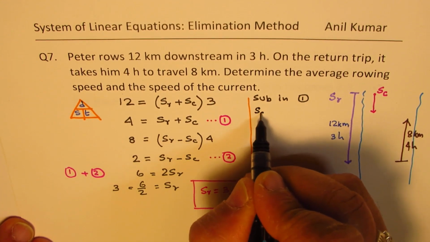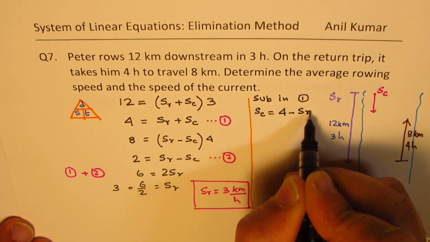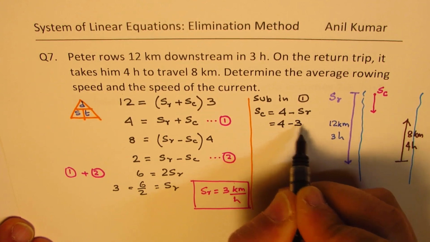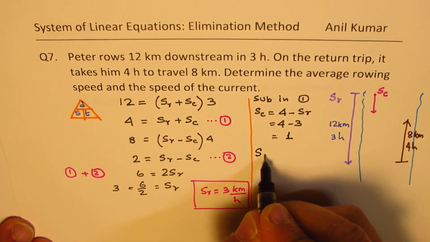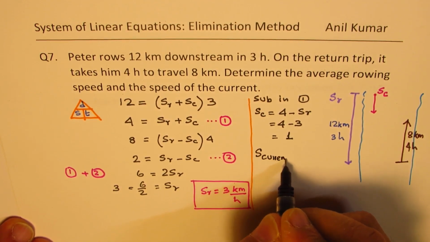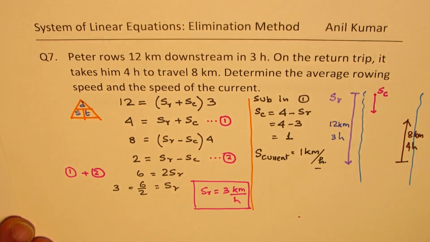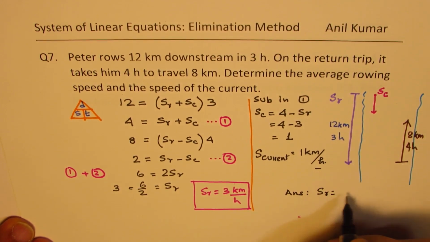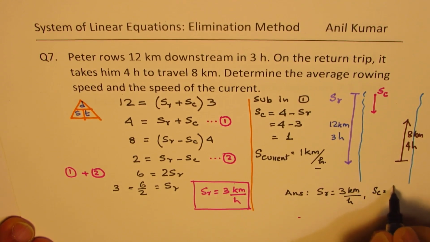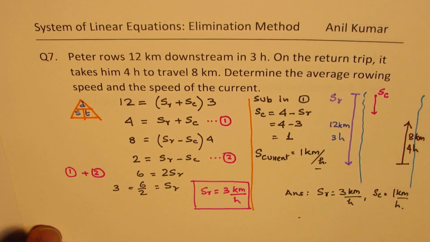So we know speed of current will be equal to 4 minus speed of rowing, which is 4 minus 3, and that gives you the value as 1. So we get speed of current equals 1 kilometer per hour. Is that clear to you? Right. So we get both our answers: speed of rowing is 3 kilometers per hour and speed of current is 1 kilometer per hour. Clear? So that is how we are going to solve it.